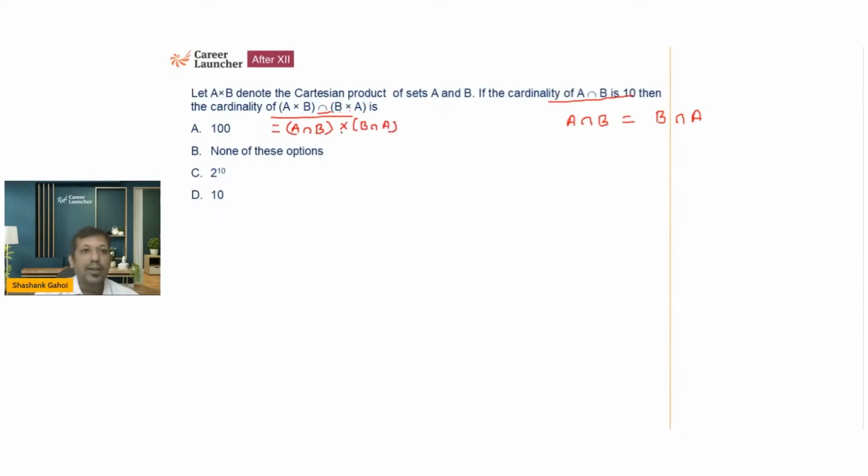Now, what is the cardinality of A intersection B? That is 10. What is the cardinality of B intersection A? That is 10. So what is the total answer? That's going to be option A. That is going to be 100.